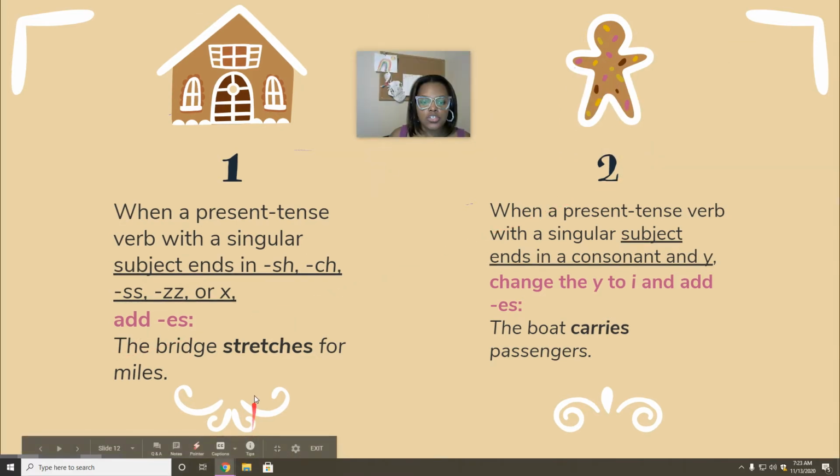The bridge stretches for miles. So we would say the bridge stretched for miles? No, the bridge stretches for miles. We add that ES when it's a singular present tense verb, okay?